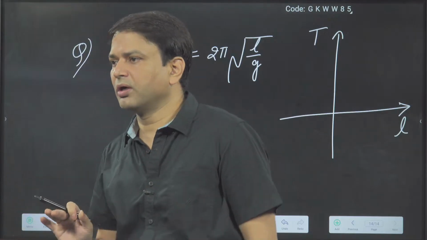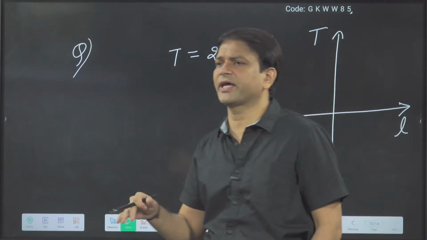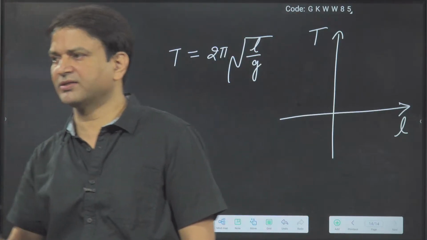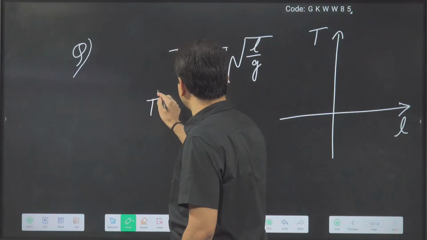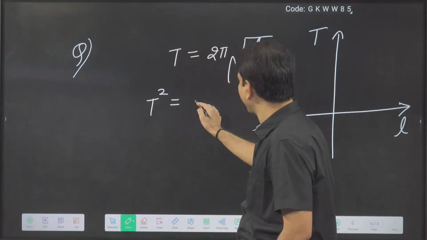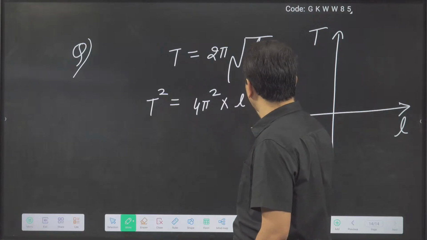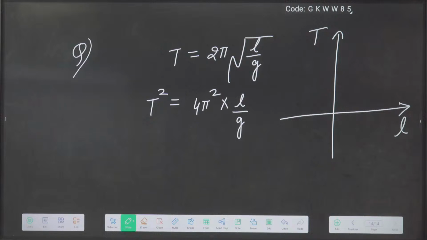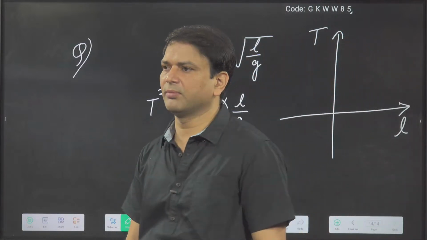So root is there. First what I will do is remove the root. How can we remove the root? By squaring on both sides. After that we can decide the pattern. By squaring on both sides, what will I get? T square is equal to 2 pi square, which is 4 pi square, under root L square is L, under root G square is G. After squaring, this is the equation I got: T square is equal to 4 pi square into L by G.